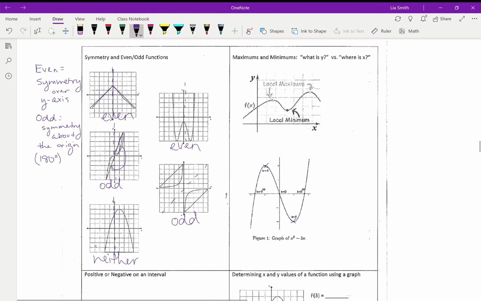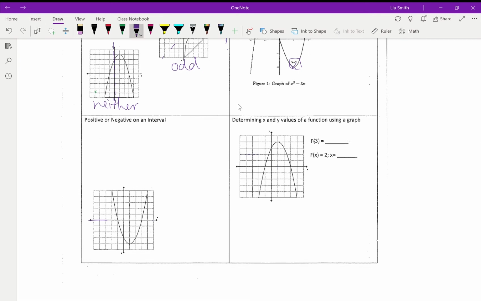Next, we have maximums and minimums. Same thing that we've been talking about with parabolas. Just notice that you could have more than one, and that's totally okay. These are called local maximums and minimums because while infinity is always going to be your max or your min, these are more precise, so we call them the local maximums and the local minimums.